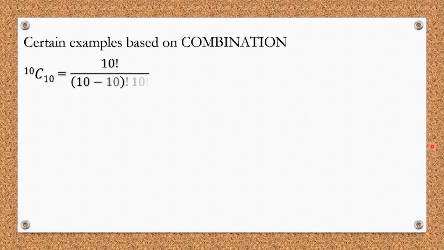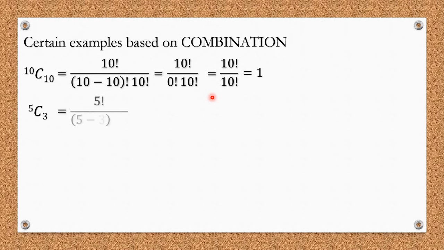Let's take some examples so that we can understand better how the formula of combination works. Let's take 10C10. It will be 10 factorial divided by 10 minus 10 factorial into 10 factorial. Here this is n minus r and r. So now 10 minus 10 is 0 factorial into 10 factorial. So 10 factorial into 10 factorial will be cancelled. It will be 10 factorial upon 10 factorial, that is 1. So 10C10 is 1.